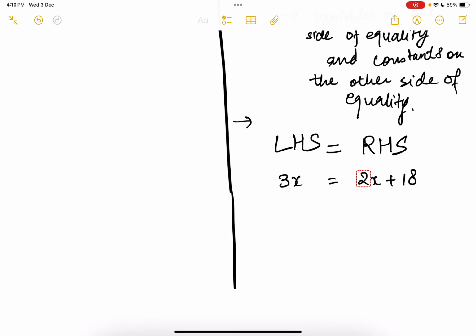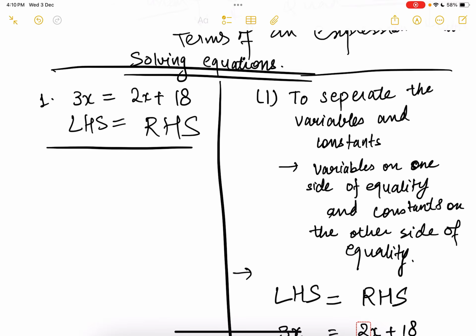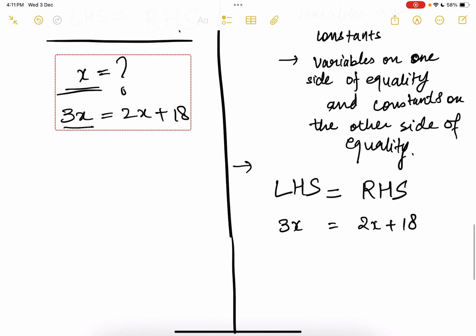Now actually, what is the basic strategy? Ultimately we just want the value of x. Solving an equation means we need to tell what is x. Suppose 3x is equal to 2x plus 18. Here you have 3x, then 2x, and you want to have x. Solving an equation means the person is asking you what is x. You need to tell what is x.